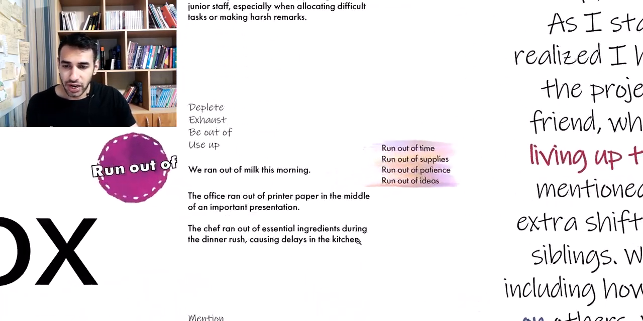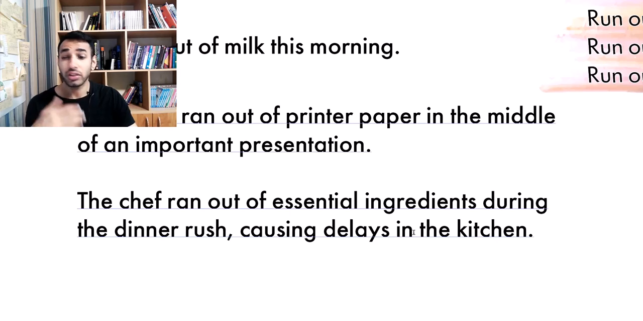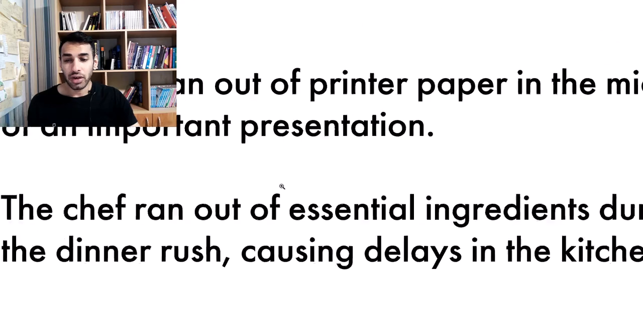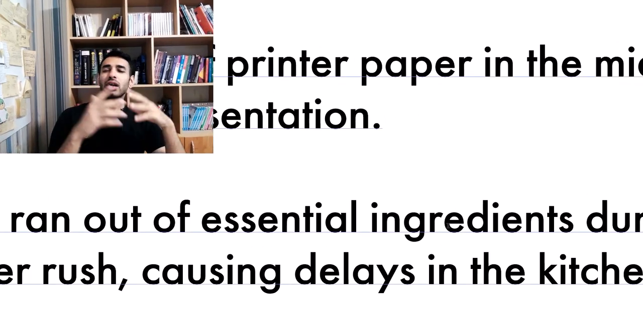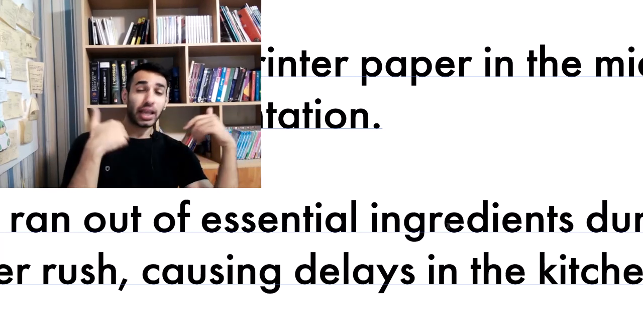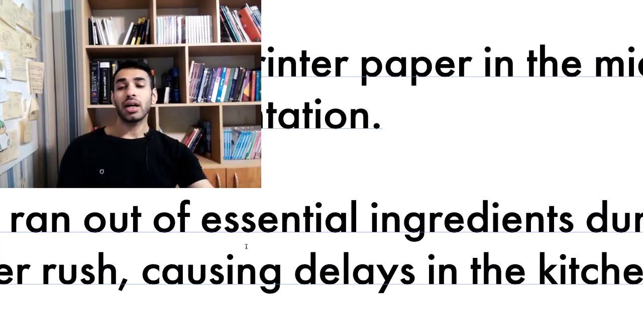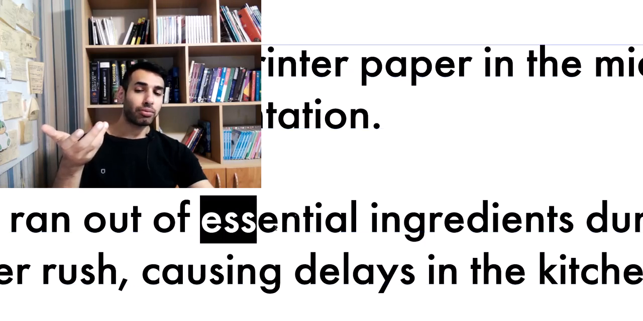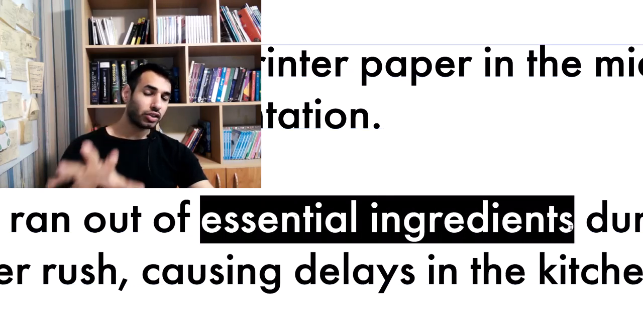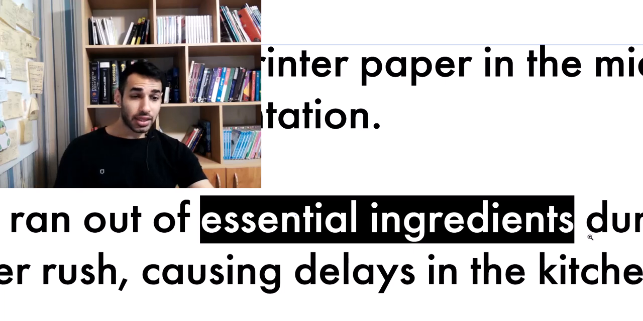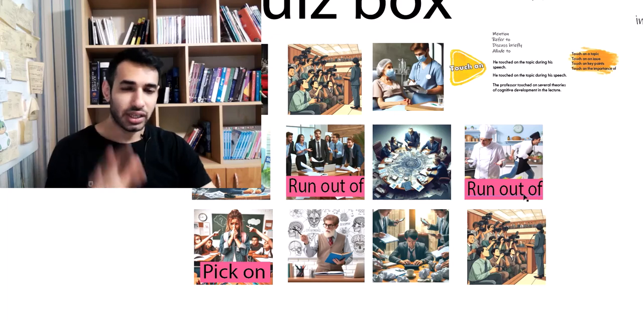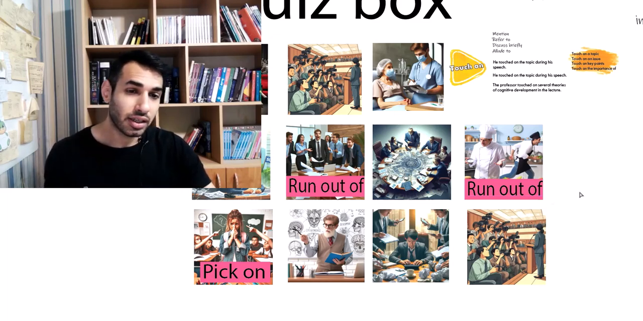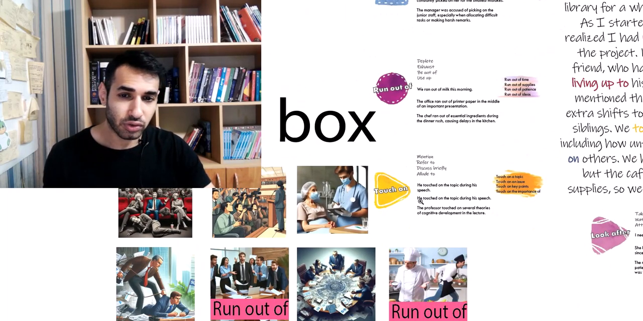The chef ran out of essential ingredients during the dinner rush, causing delays in the kitchen. Ran out of essential ingredients. Can you find the object here? Run out of is an inseparable phrasal verb, and after that we have the object here, essential ingredients. And there was a rush. The chef is running out of ingredients. Three pictures answered so far.